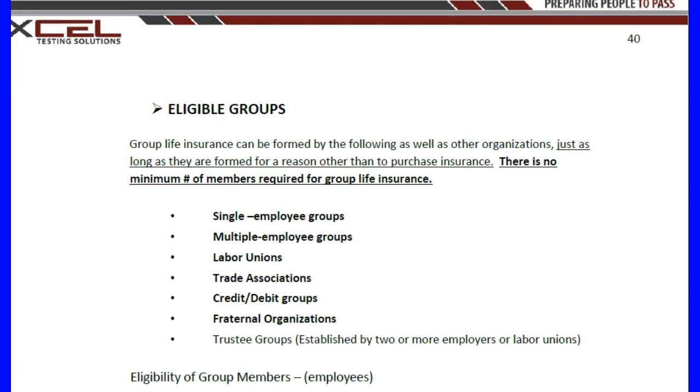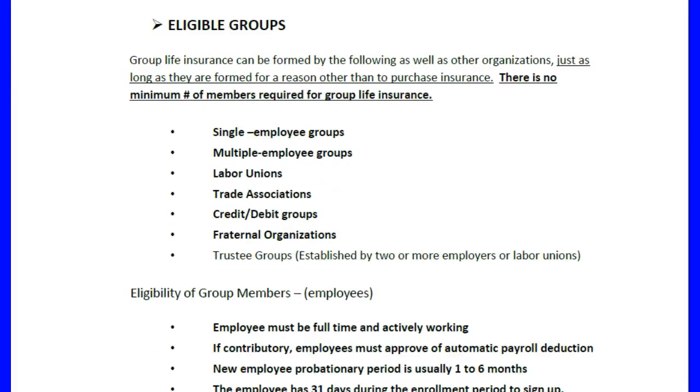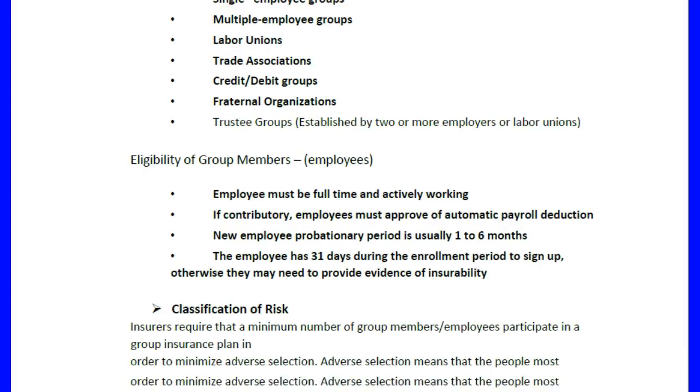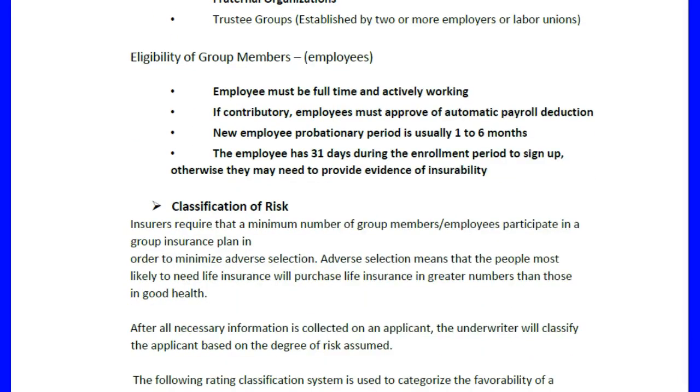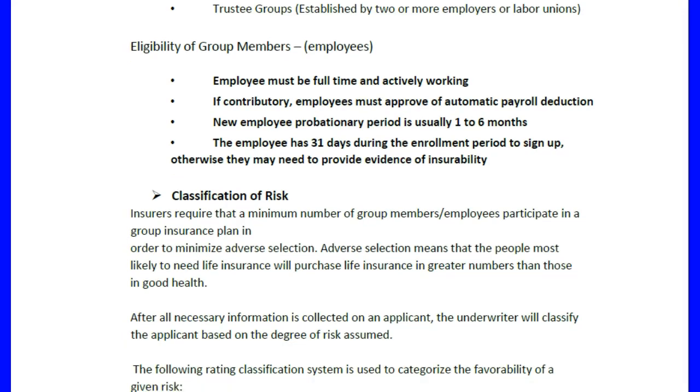Eligible groups. There is no minimum number of members required for group life insurance. So you can have a lot of different groups, trade unions, and several others. An employee has 31 days during the enrollment period to sign up. Otherwise, they may need to prove evidence of insurability. The probationary period is usually 1 to 6 months, meaning when you're a new employee, you may need to be in the company for 6 months to be able to apply for insurance.